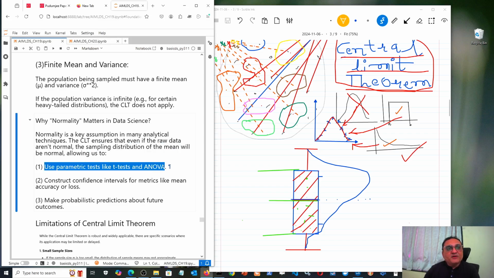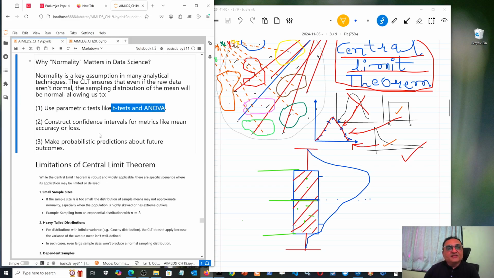This allows us to do parametric tests like t-tests and ANOVA. What these tests are, we are going to see later on in the statistics portion. But parametric tests are always considered much more robust compared to non-parametric tests. What are non-parametric tests? That also we will see. But why are these parametric tests so robust and reliable? That is because they are based on central limit theorem. So if central limit theorem would not hold true, then the parametric tests would not be so reliable.